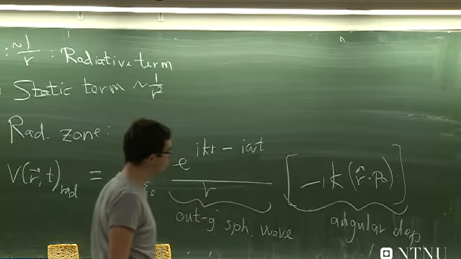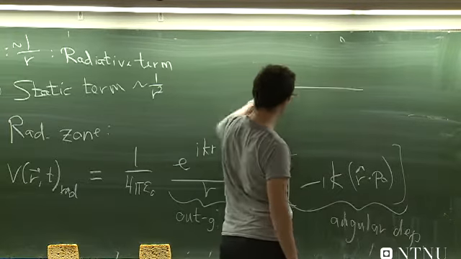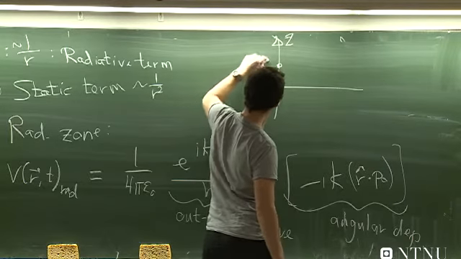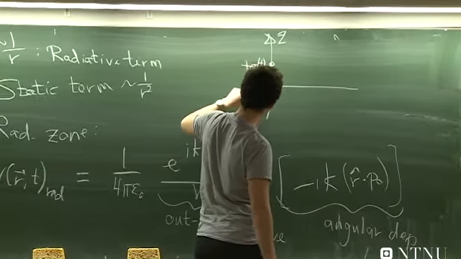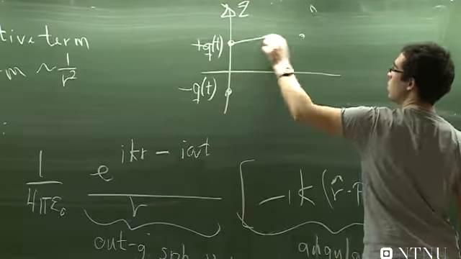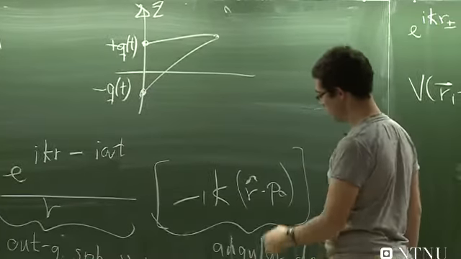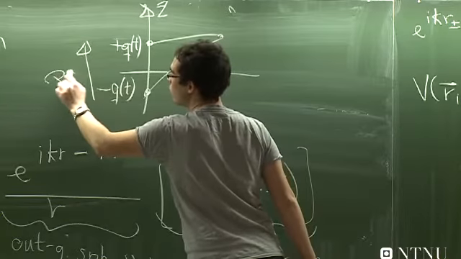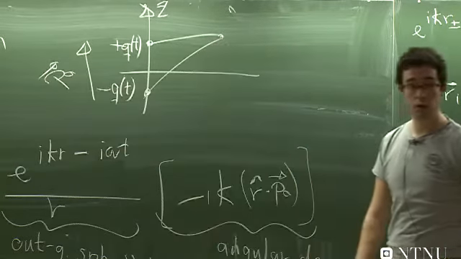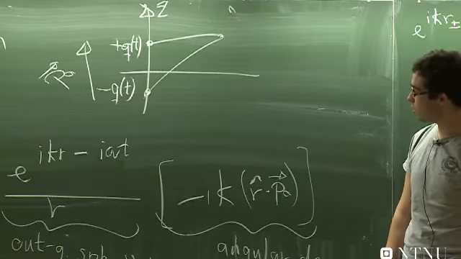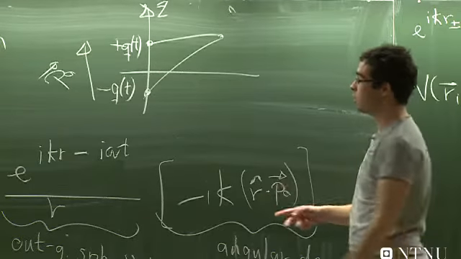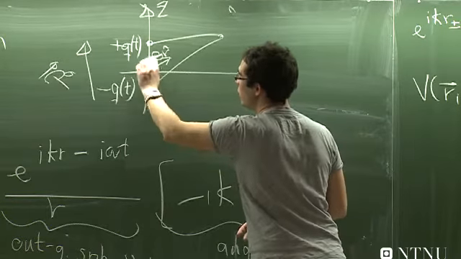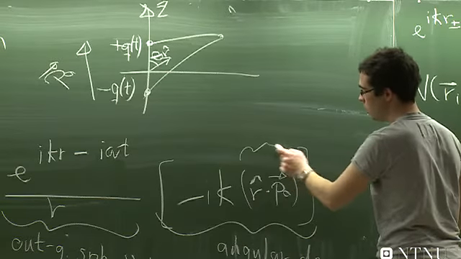So we see that if I sketch the setup again, z axis, plus q of t, minus q of t, and the observation point. Now, p naught, that's this vector here. That's q times d naught, or q naught d naught, while this is the vector r hat. So this angle theta comes in there, meaning that this will give me a cos theta.